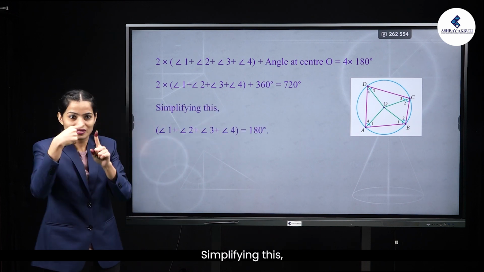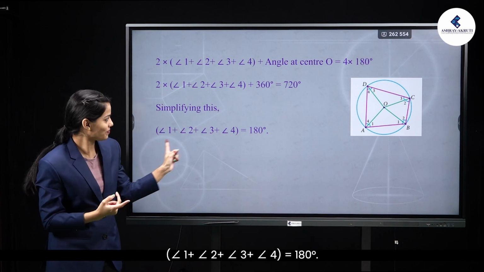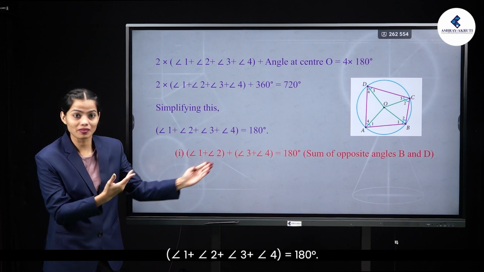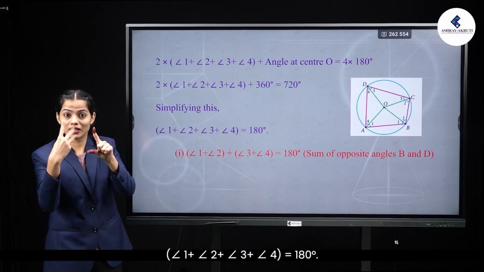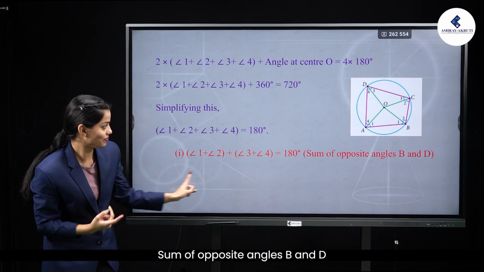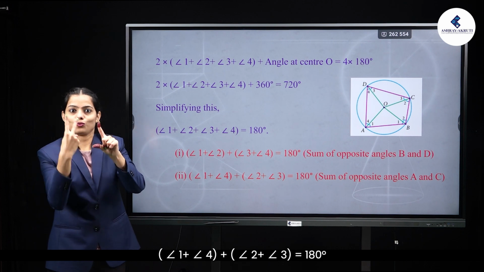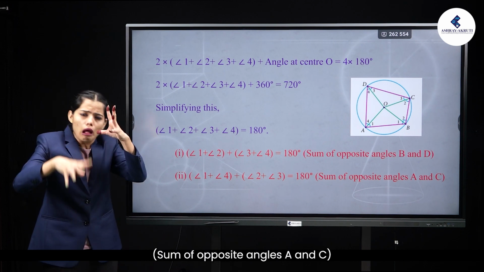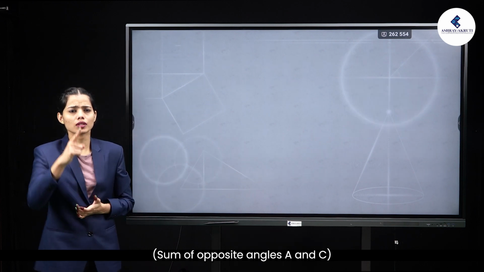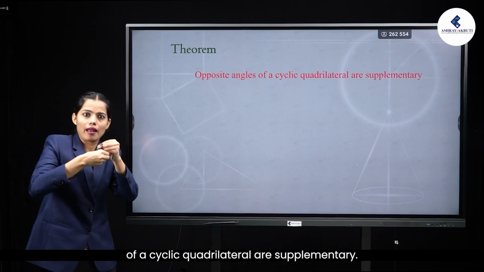Simplifying this, angle 1 plus angle 2 plus angle 3 plus angle 4 is equal to 180 degrees. You now interpret this as: angle 1 plus angle 4, sum of opposite angles B and D, is equal to 180 degrees. Angle 2 plus angle 3, sum of opposite angles A and C, is equal to 180 degrees. Theorem: opposite angles of a cyclic quadrilateral are supplementary.